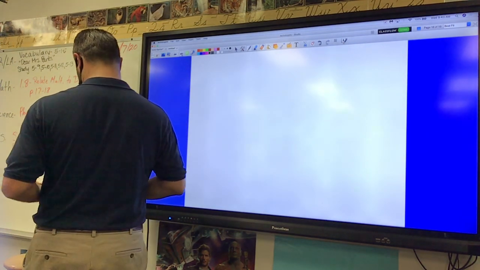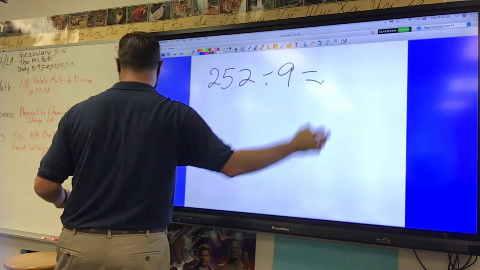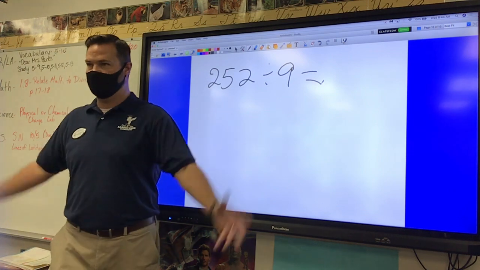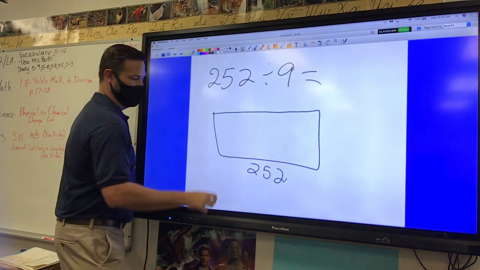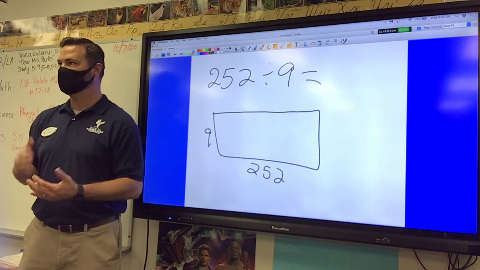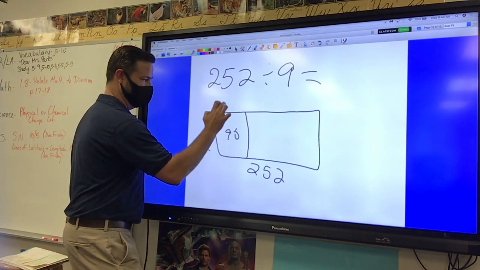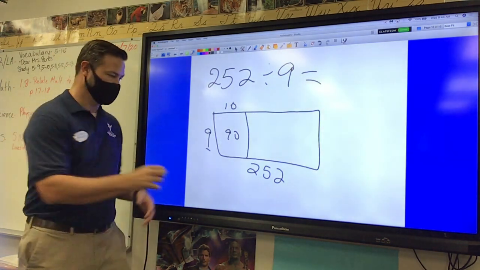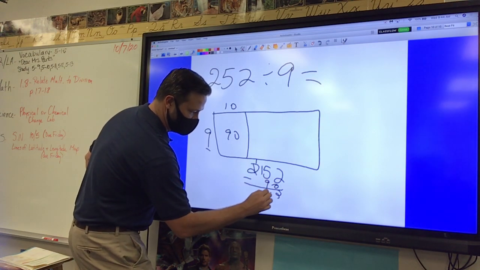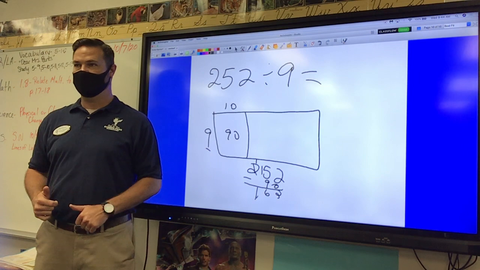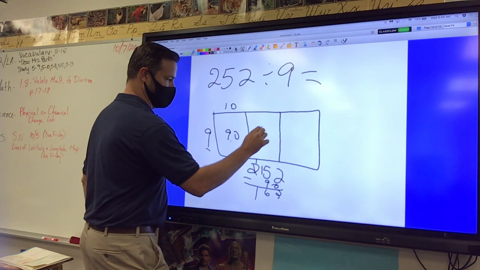One more, show you, before I give you the hard one. 252 divided by 9 equals, again, same steps, right? Whole rectangle is 252. I'm dividing them into rows of 9. So what are groups of 10? 90, right? I have a 90 here. So what should I do now? Subtract. So let me subtract that. If I do it right, 162. Do I have another group of 10 in there? Yeah, another group of 10 is 90.